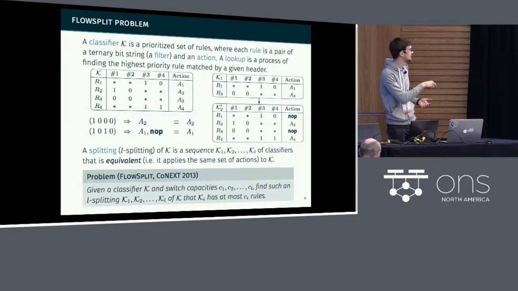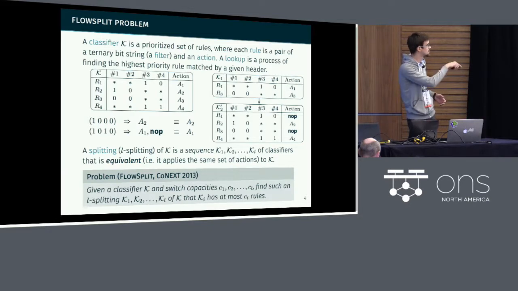So here is just an example of a classifier with 4 rules. The classification width is 4. Here we have actions. Here we have a filter for each bit in the header. And the rules are prioritized from top to bottom.